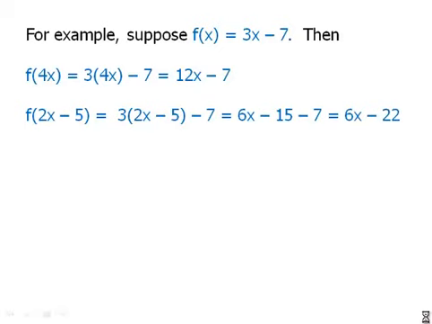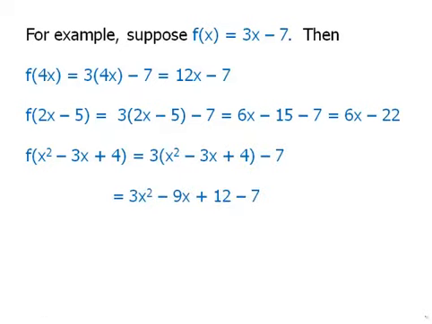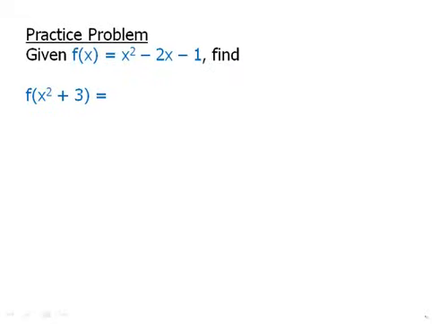We could even plug a quadratic expression into this function. So we're just going to multiply that quadratic expression by 3 and subtract 7. Multiplying everything out, and we get 3x squared minus 9x plus 15 plus 5. So here's a practice problem. Given this function, x squared minus 2x minus 1, find f of x squared plus 3. So pause the video and then we'll discuss this.